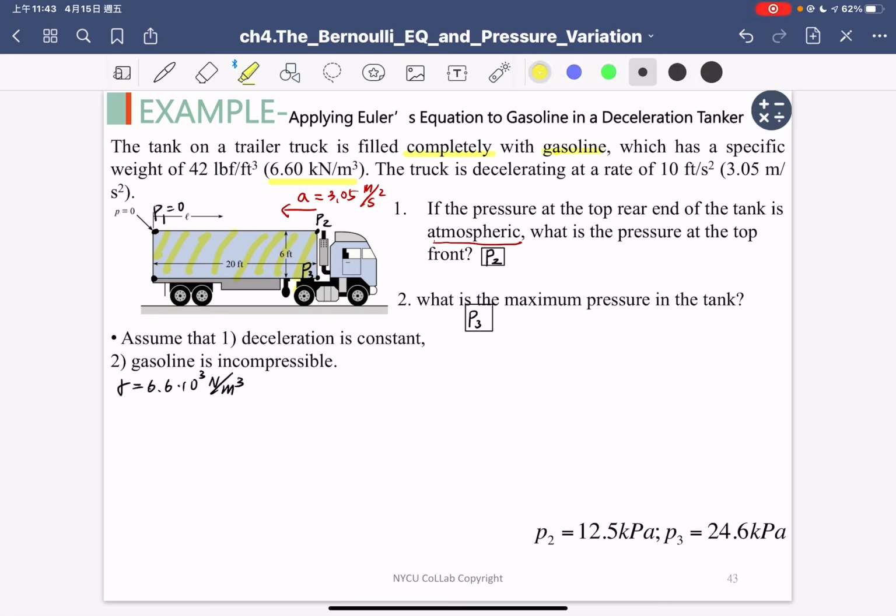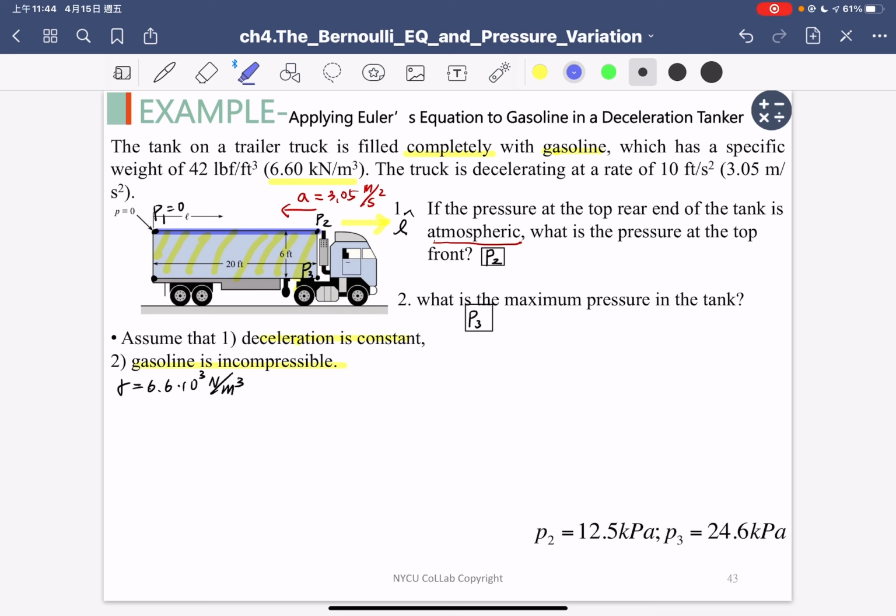Okay, so go back to see some background conditions. We know that the acceleration is constant and the gasoline is incompressible. Okay, so we double check. The question also satisfies the Euler's equation assumptions. The direction for our problem, along the right hand side, is the positive direction. We consider the line from P1 to P2, and P1 to P2 satisfy the Euler's equation.